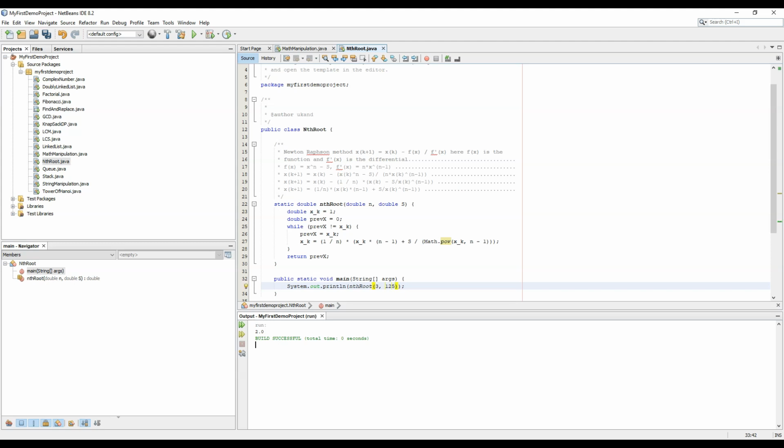Let's run for 125. 5. Let's run for 125.987. 5.01. So it will work for both decimal and integer.